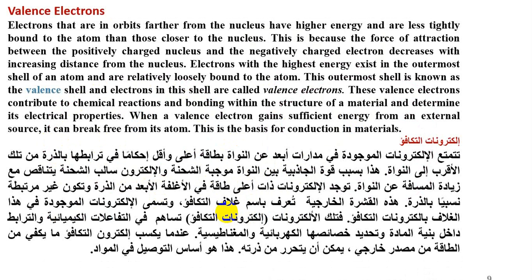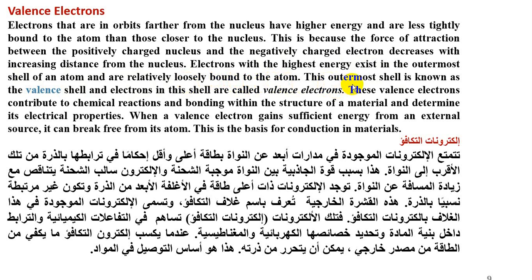Valence electrons. Electrons that are in orbit farther from the nucleus have higher energy and are less tightly bonded to the atom than those closer to the nucleus. This is because the force of attraction between the positively charged nucleus and the negatively charged electron decreases with increasing distance from the nucleus. Electrons with the highest energy exist in the outermost shell of an atom and are relatively loosely bonded to the atom.